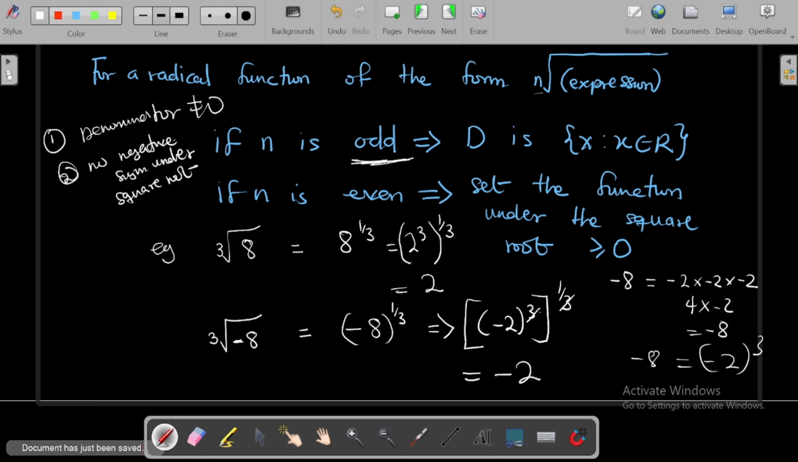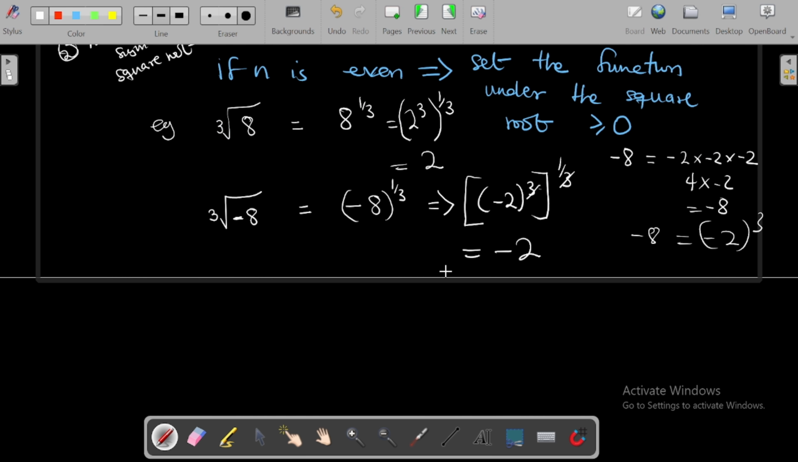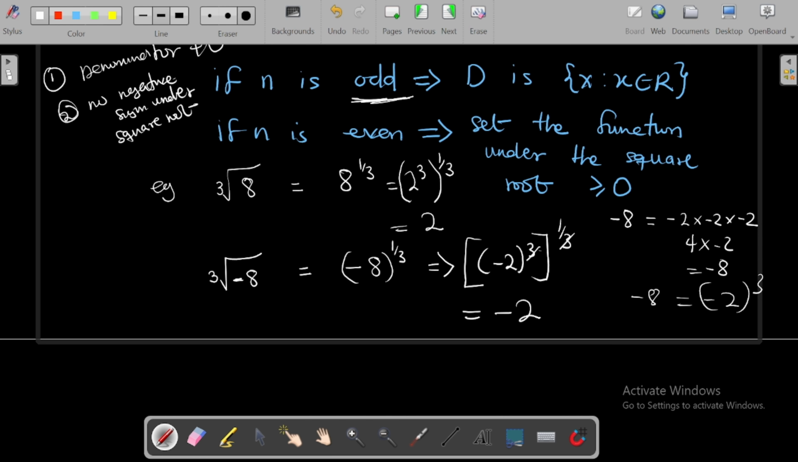Now negative 2 is a defined real number. It's a defined function. It's not undefined. And then 2 is also what? Not undefined. It's a defined function. But then now let's look at even indexes or even exponents.